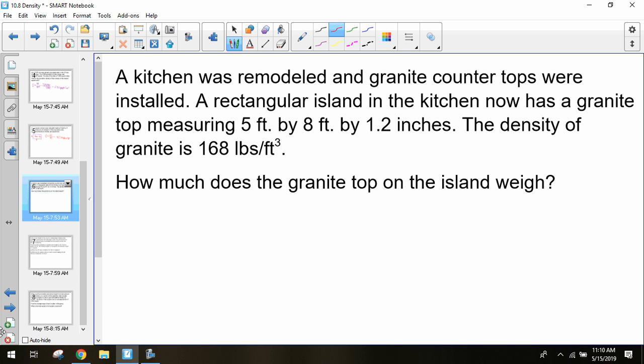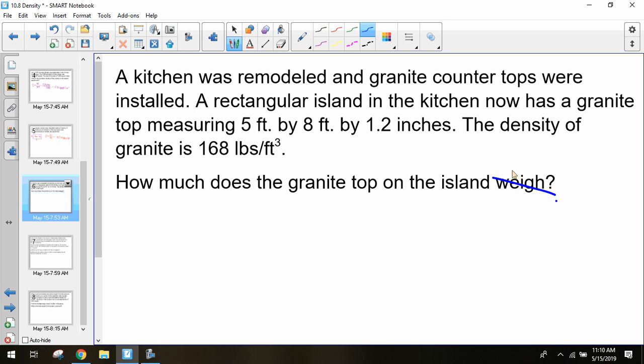A kitchen was remodeled and granite countertops were installed. A rectangular island in the kitchen now has a granite top measuring 5 feet by 8 feet by 1.2 inches. The density of the granite is 168 pounds per cubic foot. We want to figure out how much the granite top on the island weighs. So this one's backwards. We're not looking for the density this time. We're looking for the weight or mass. Weight isn't necessarily the same as mass, but essentially we're solving for the mass.